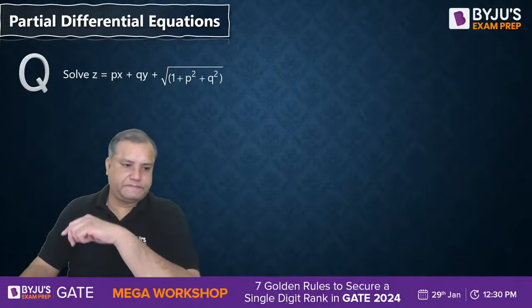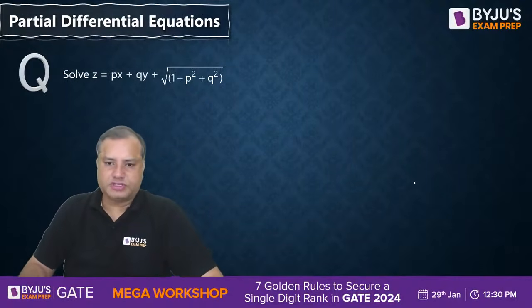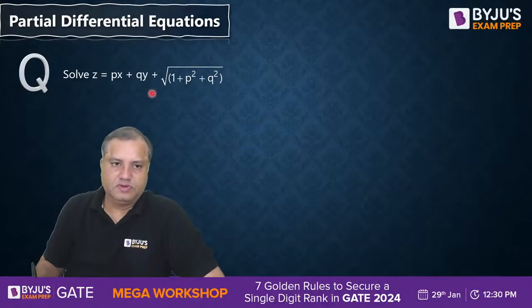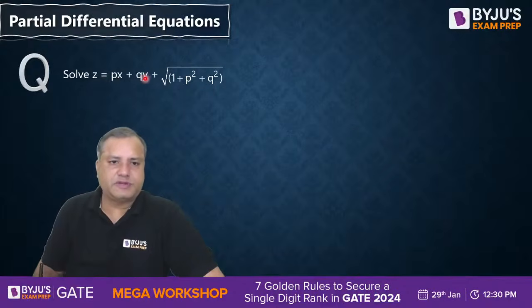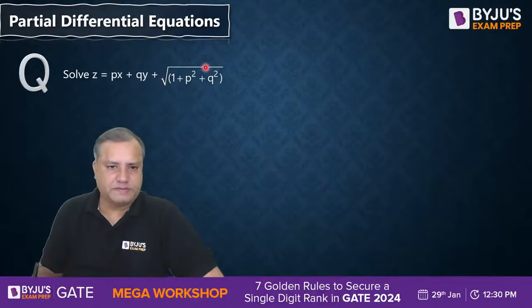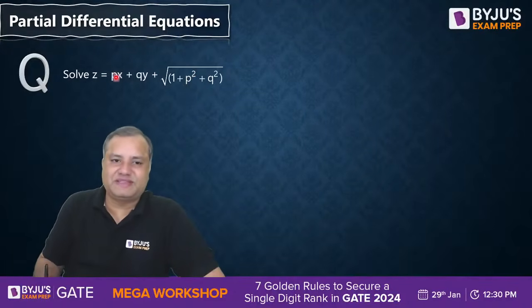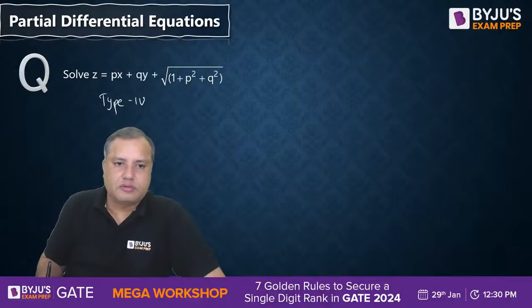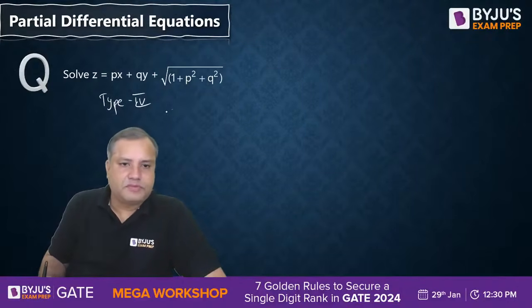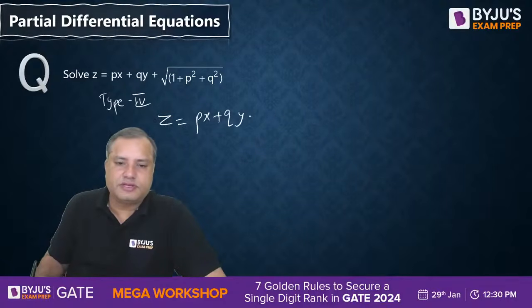See this question. All of you must go through this question. Z equal to px plus qy plus under root of this. What we want? We want its solution. Very simple. This is Clairaut's form, na? Type 4. Z equal to px plus qy plus f of p comma q.